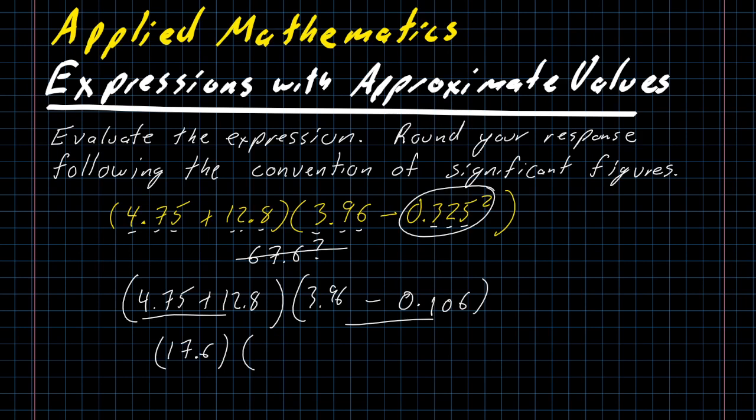Then in my other expression, 3.96 minus 0.106, my calculator tells me, is 3.854. But again, weakest precision is here in the hundredths place, so I'll round that and call it 3.85.